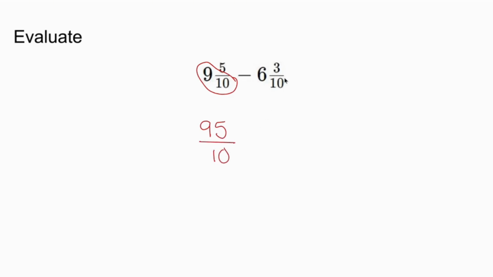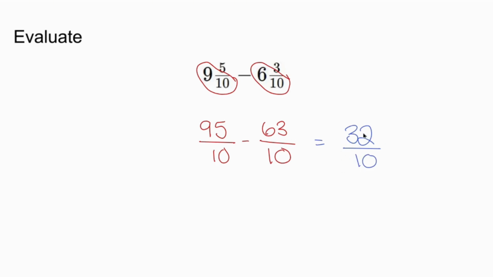Do the same thing over here. 6 times 10 is 60. 60 plus 3 is 63. Keep the denominator of 10 the same. Now, when subtracting fractions of the same denominator, subtract the numerators like you normally would. 95 minus 63 is 32. Keep the denominator of 10 exactly the same, so 32 over 10.